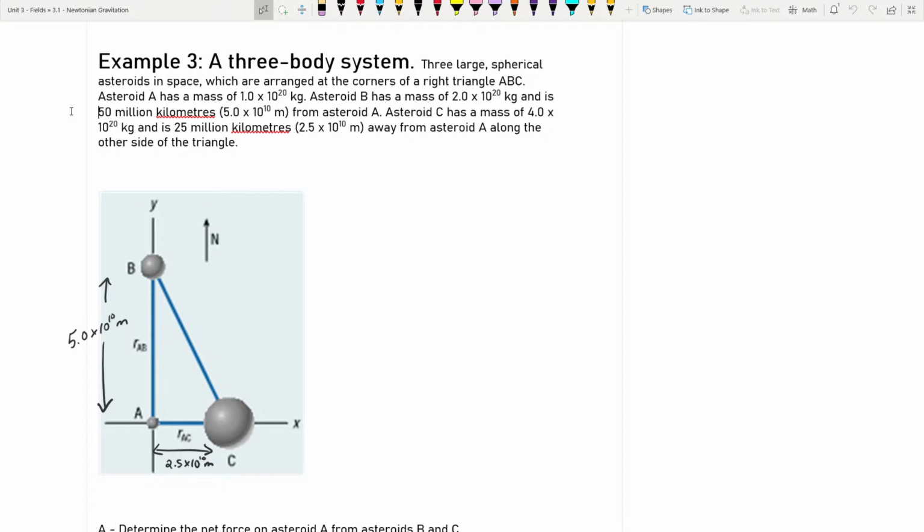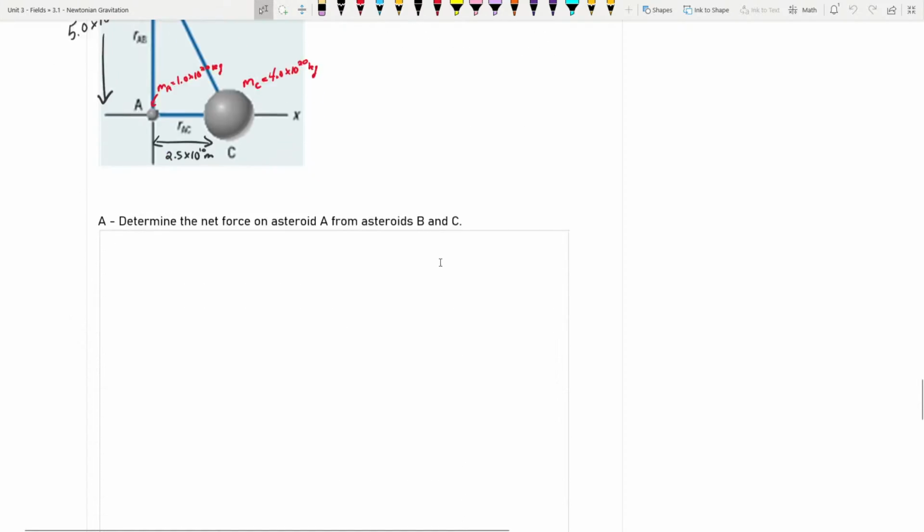And then we said this has a mass of 2.0 times 10 to the 20. This has a mass of 4.0 times 10 to the 20. And this has a mass of 1.0 times 10 to the 20. All right, so there are the masses. I always like to mark up the diagram. You certainly don't have to, but there we are.